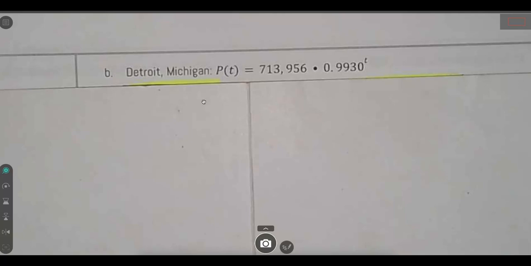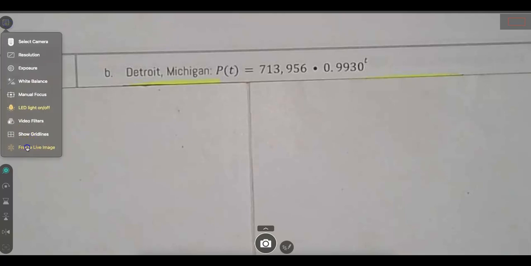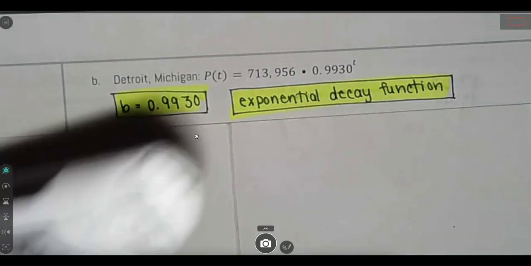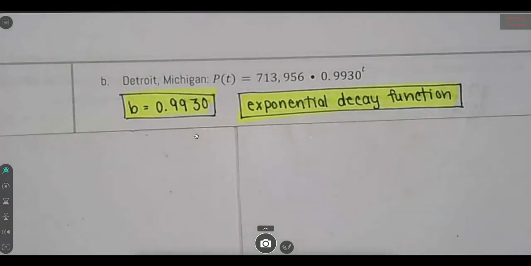Correct. Yes, everyone got it? All right, here is B, and yes, it is a decay function. Please give me the constant percent decrease. So same idea, except now we're measuring what percent it is decreasing.